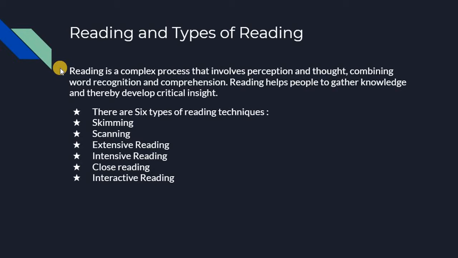First, we'll be able to identify the words written on the page. You'll be able to identify the individual alphabets, which in turn form words, and then you will be able to comprehend what it means. So it combines word recognition and comprehension. Whatever is written on a piece of paper becomes understandable through the act of reading. Reading helps people to gather knowledge and thereby develop critical insight.